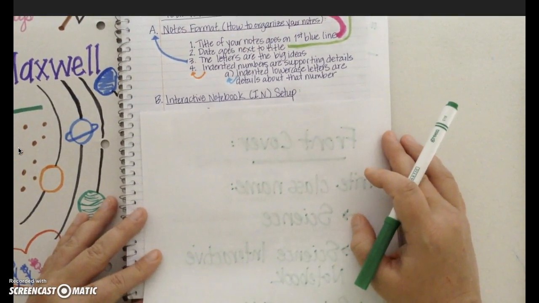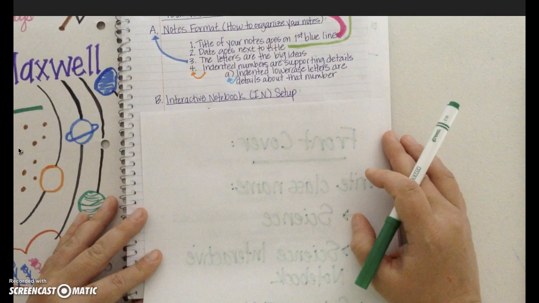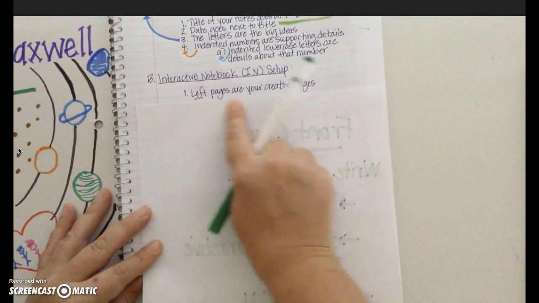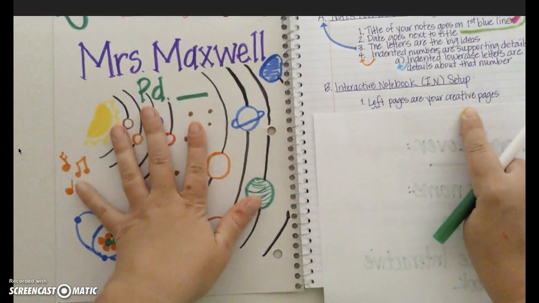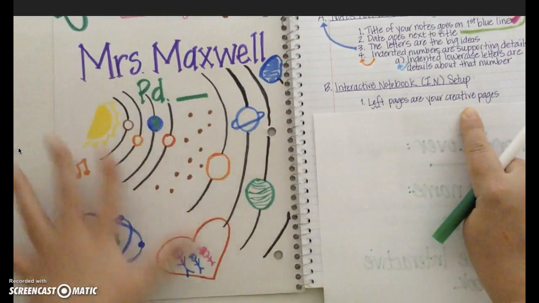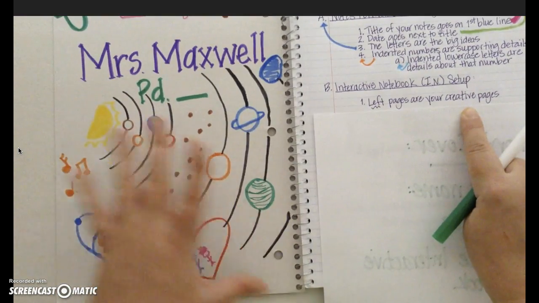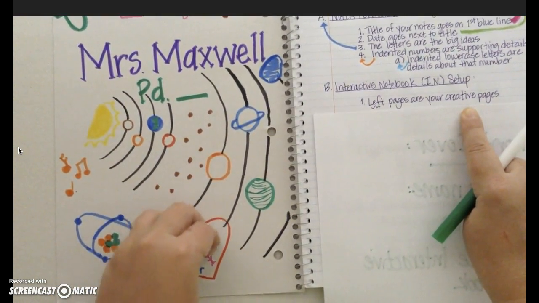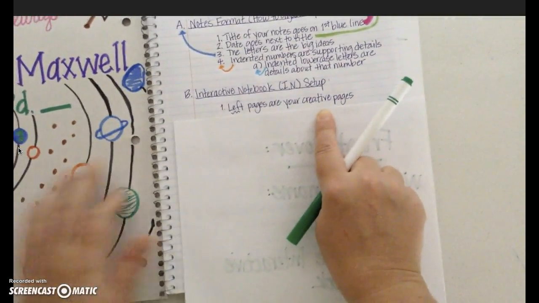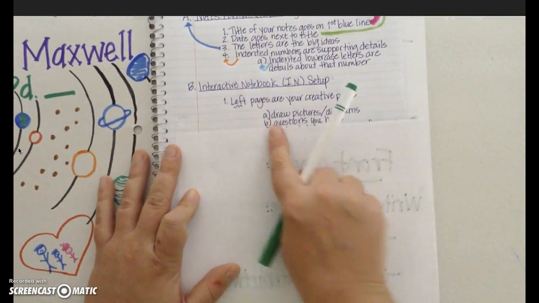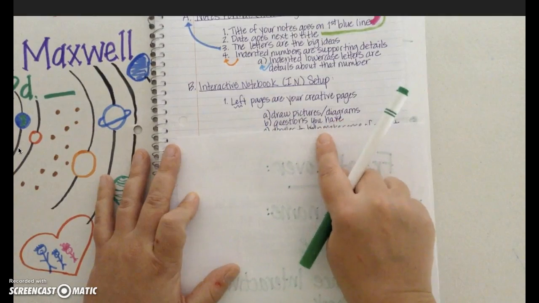Okay. The next one is B, interactive notebook setup. Number 1, the left pages are your creative pages. So as you see here, this is our left page, and we used lots of color, we drew pictures, we were very creative with the left side page. So the left pages are your creative pages. This is where you're going to draw pictures and diagrams.